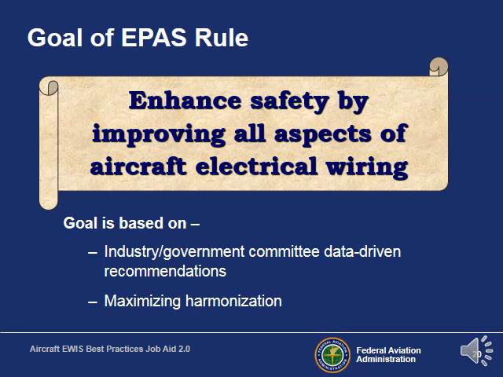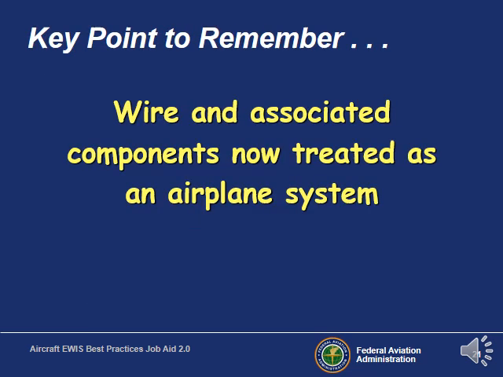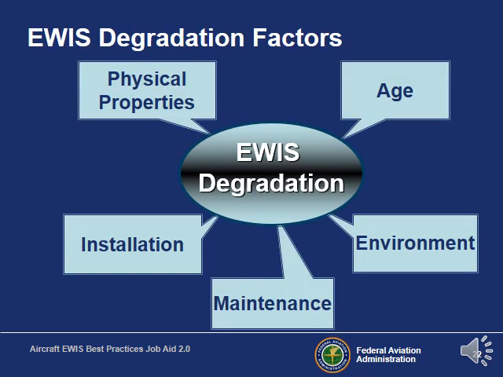The goal of this rule and initiative was to enhance safety by improving all aspects of the electrical wiring systems, in that there was harmonization between the mechanics and operators, the manufacturers, and the FAA. A key point to remember here is that the wire and the associated components are now treated as an entire system within the aircraft. So let's talk about the degradation of EWIS.